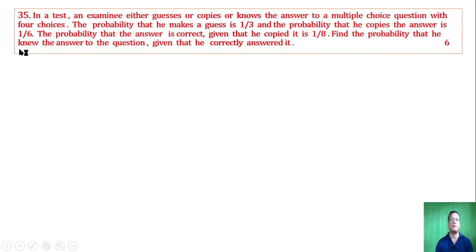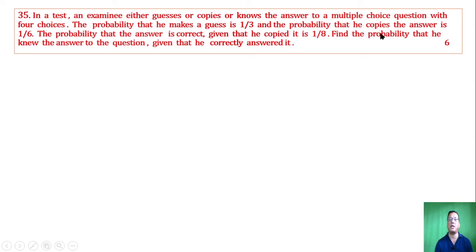Question number 35. In a test, an examinee either guesses or copies or knows the answer to a multiple choice question with 4 choices. The probability that he makes a guess is 1 by 3.